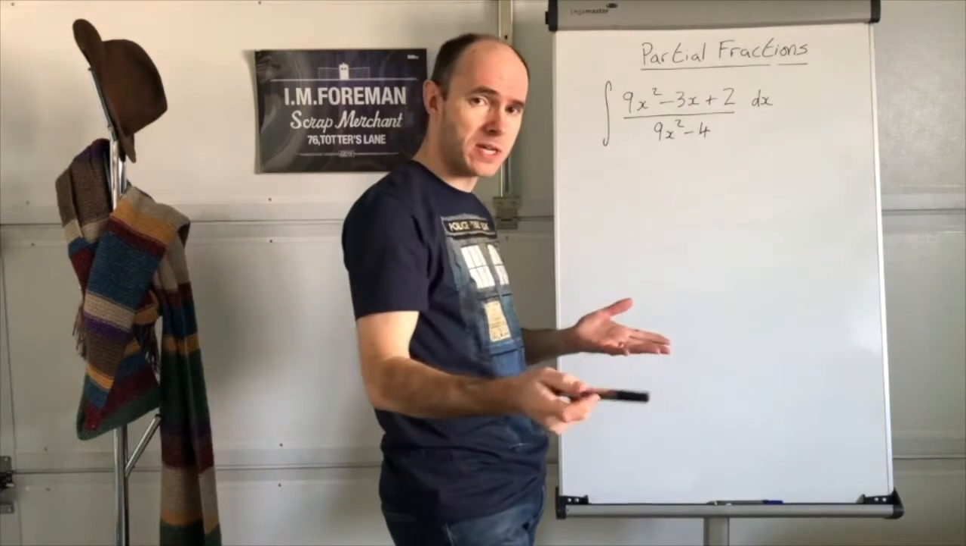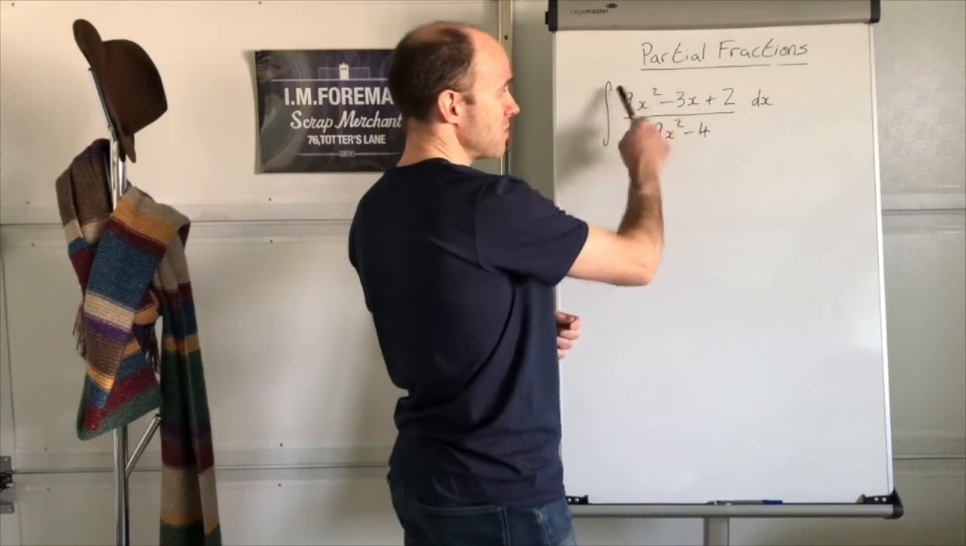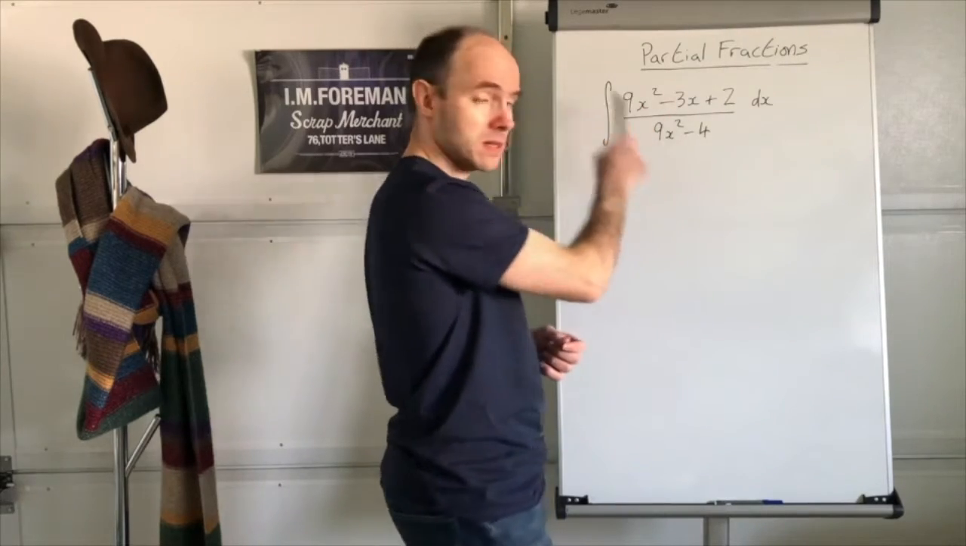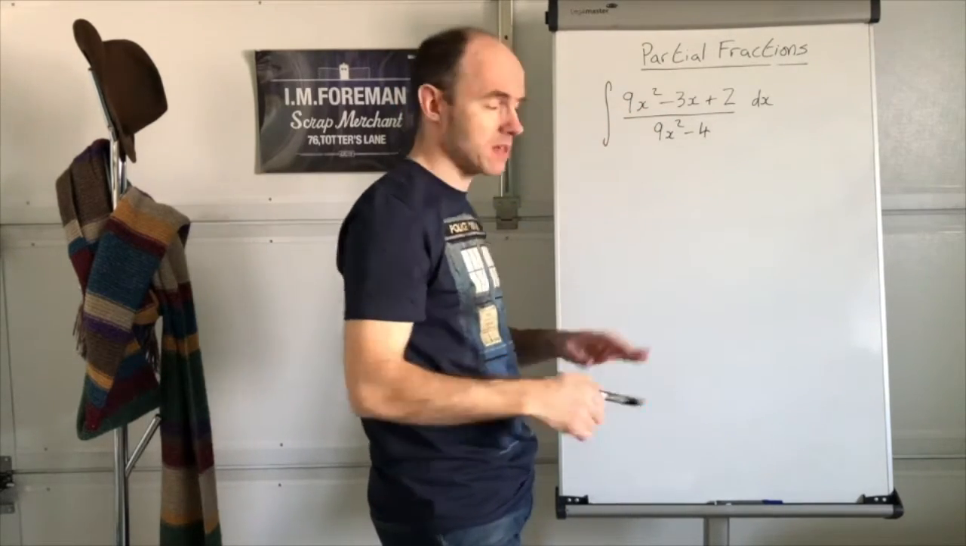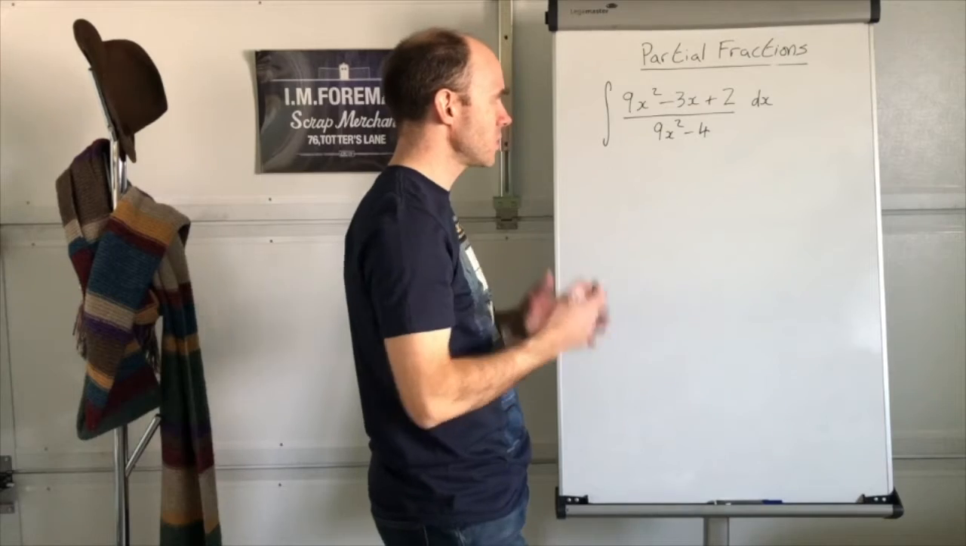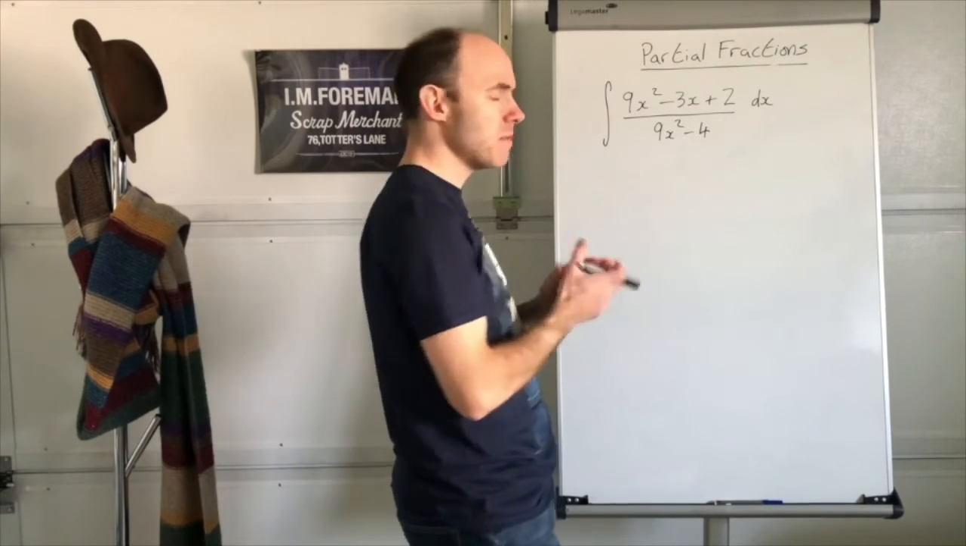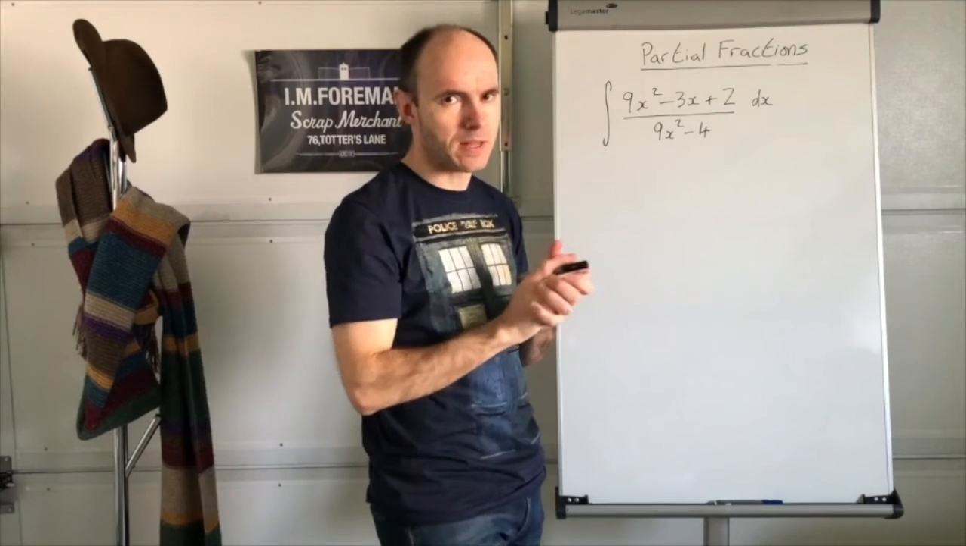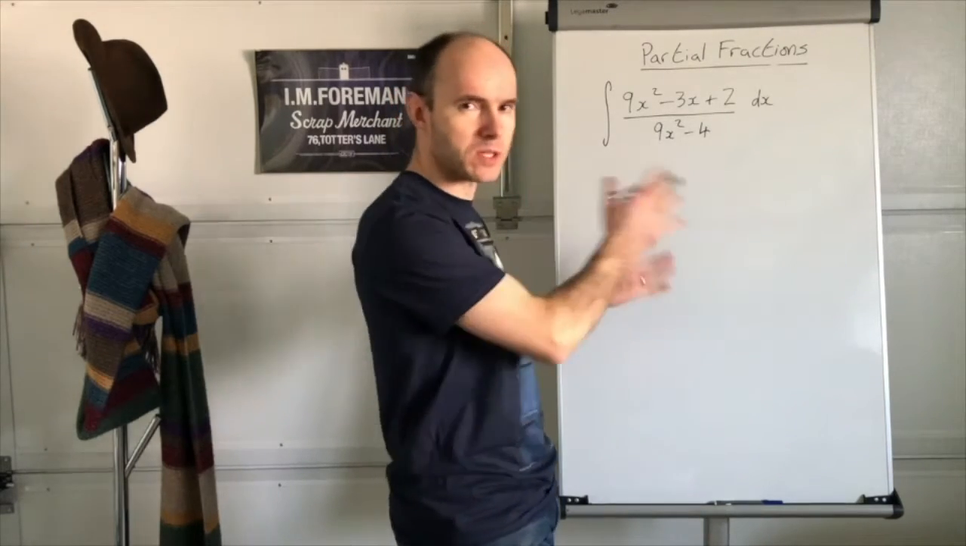Remember, an improper fraction is when the highest power on the numerator is the same as or above the highest power on the denominator. So it's an improper, top-heavy, if you want, fraction. Yeah, so you've got to use long division. So maybe just take a moment to check in the textbook how the long division works, because I don't want to show you that method.